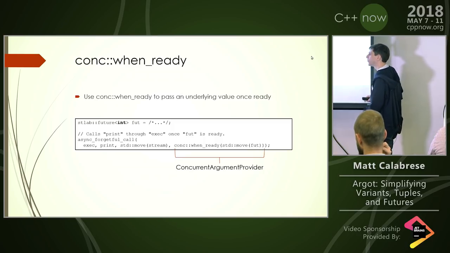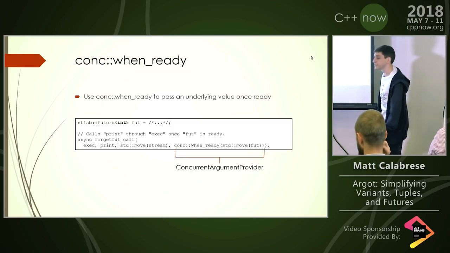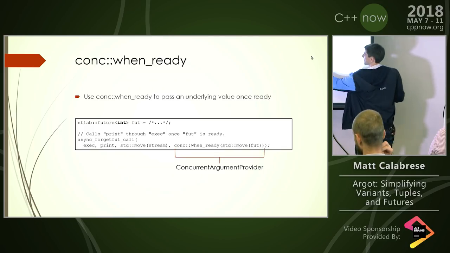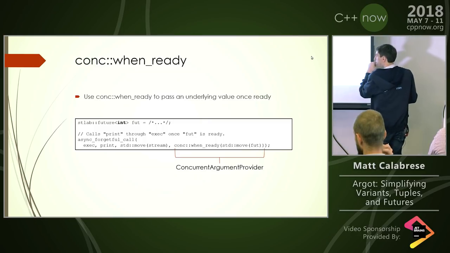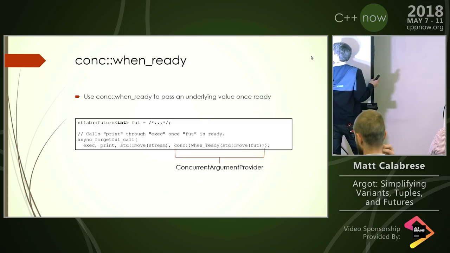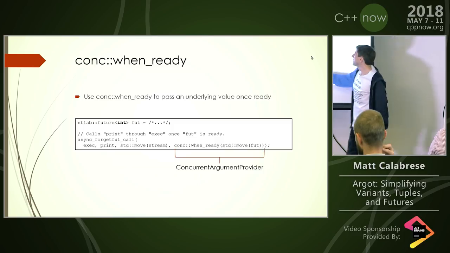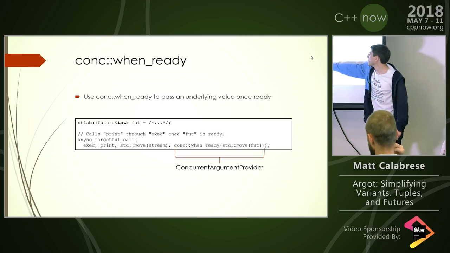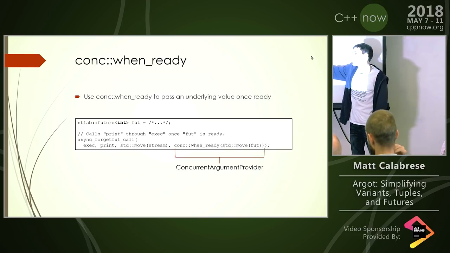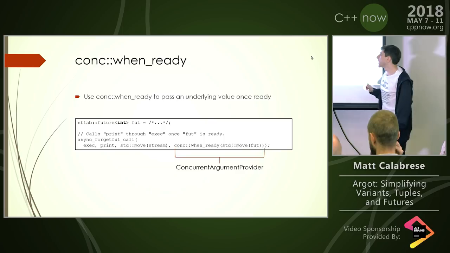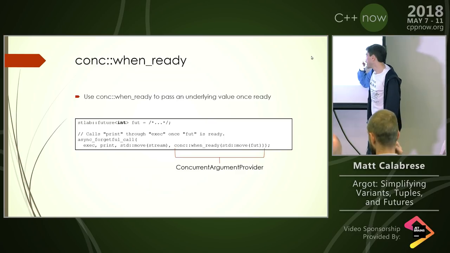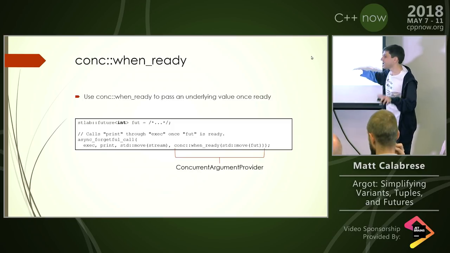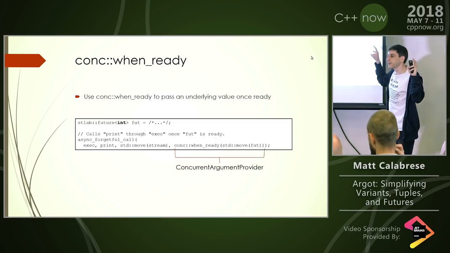So Bryce asked earlier, okay, what exactly is going on behind the scenes here? I'll explain it briefly. As I said, this is the concurrent argument provider concept. The way this algorithm works is, just like with call, if you give it something that's not a concurrent argument provider, it passes it along as is. But that's sort of a fib. What the internals actually do is wrap this in an as-is concurrent argument provider.